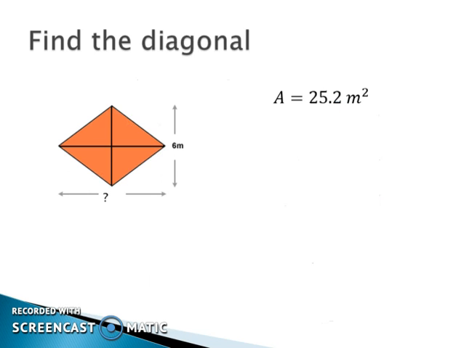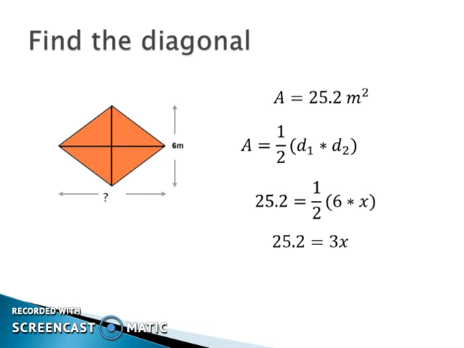To go backwards, we're given the area is 25.2. We're going to set it equal to 1/2 times D1 times D2. D1 is 6, D2 is x. Half of 6 is 3, so we get 3x. Divided by 3, we get 8.4 for diagonal 2.